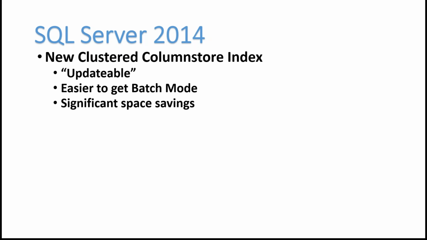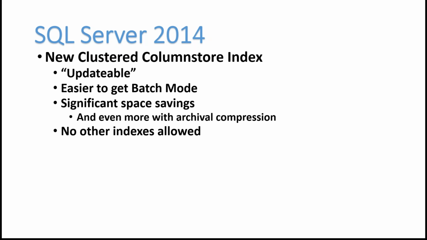And as I said, there are significant space savings because we store the data only as compressed data in the clustered column store. And you can get even more compression using something that is called archive compression. And this just means that when we write the segment back to disk, we just zip it a little bit more.